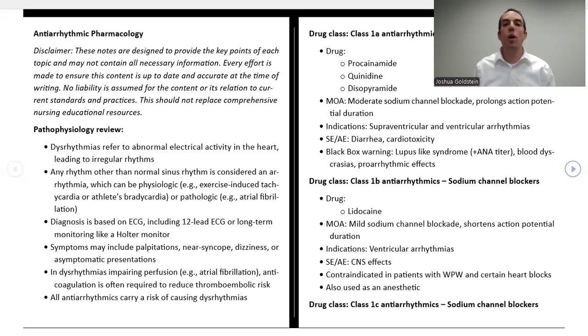Next, we move on to the class 1B antiarrhythmics. These are still sodium channel blockers, but this one is lidocaine. This one, again, is obviously going to have the same mechanism of action, just with some small, minute differences. Again, I wouldn't harp too much on those at the RN level.